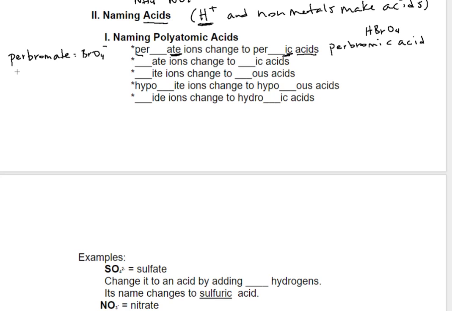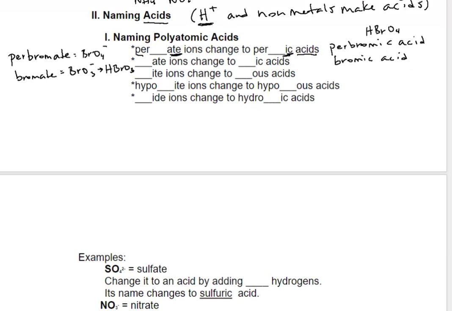For bromate, that is going to be BrO3 minus, because it has one less oxygen than perbromate. If I add hydrogen to that, I get HBrO3. And that's going to be named, instead of bromate, bromic acid.